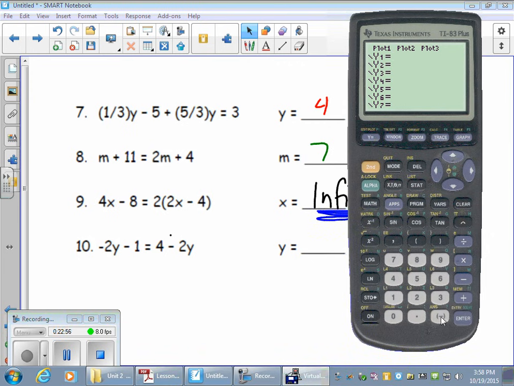And I'm going to type in negative 2x minus 1. And then on the right side, where y sub 2 is here, we'll type in 4 minus. Oop, Miss Felix just messed up. I hit 4 negative. No. 4 minus 2x. There we go.